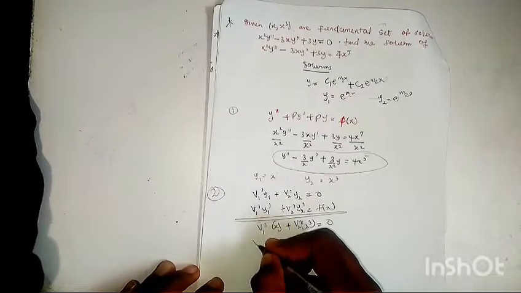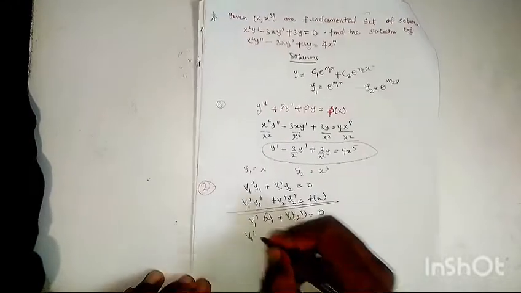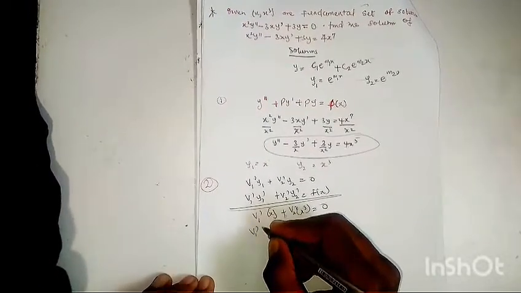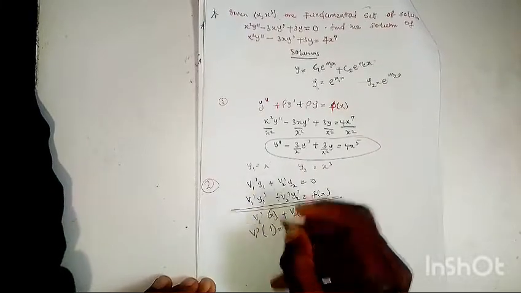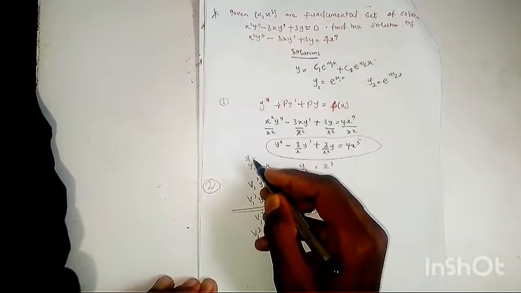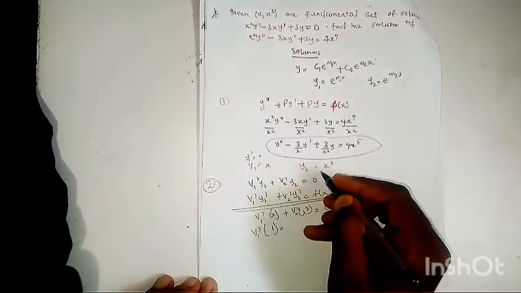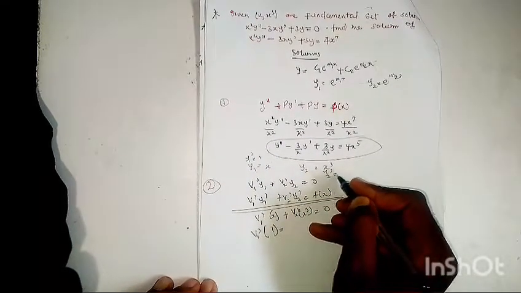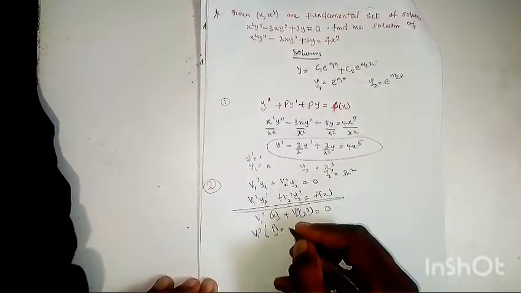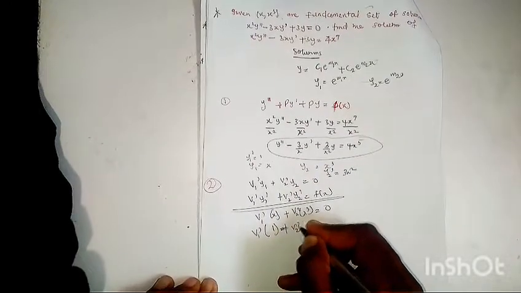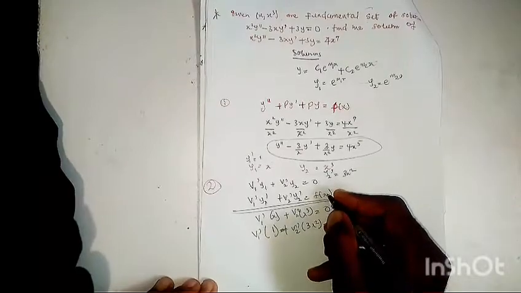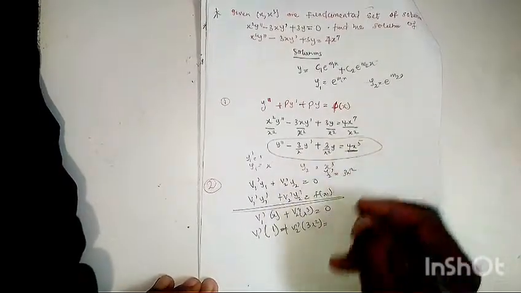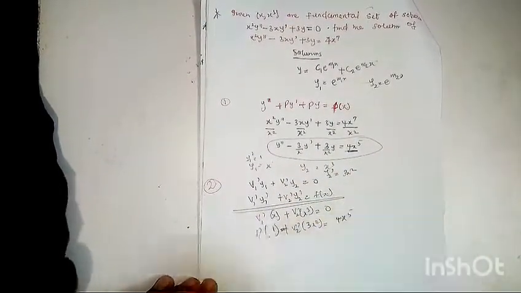equals 0. And my v1 prime times my y1 prime, which is 1, differentiating y1. Differentiating y2, y2 prime is 3x raised to the power 2. So plus v2 prime times my y2 prime, 3x raised to the power 2, is equal to my function of x. My function of x here is 4x raised to the power 5.